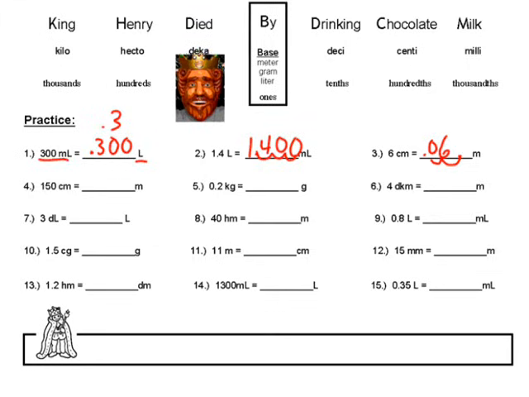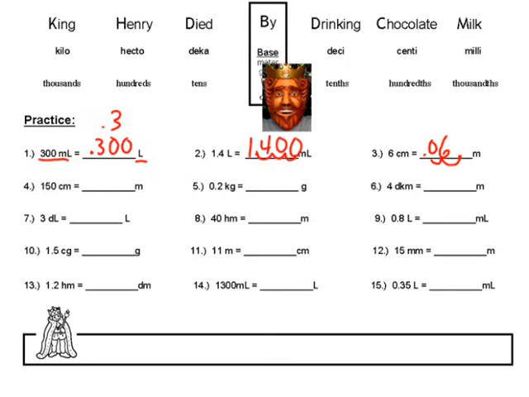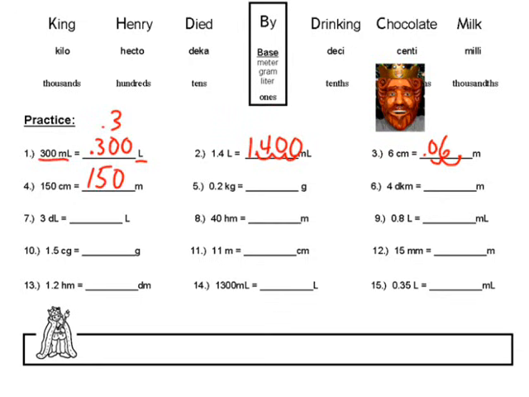Our next example, we're starting with centimeters, and I'm converting it into meters, which is located here. So I would have to move 1, 2 to the left. So I'm going to take my decimal and move it the same amount of spaces. Now 150 doesn't have a decimal, so I'll give it one. 1, 2. 150 centimeters is 1.5 meters, and that's correct.